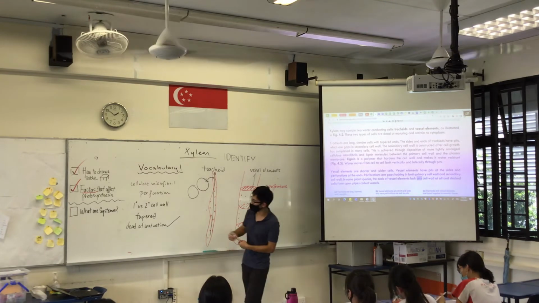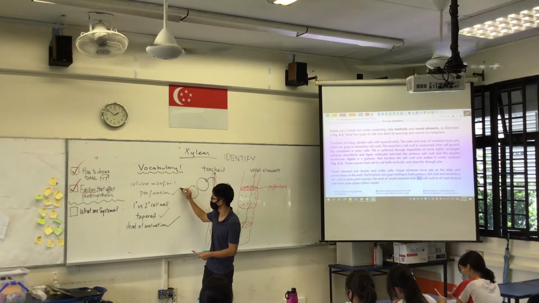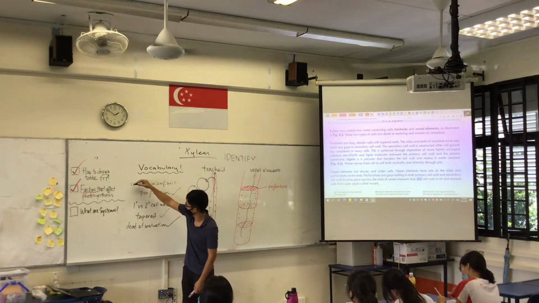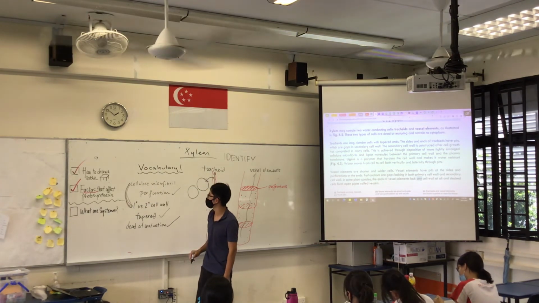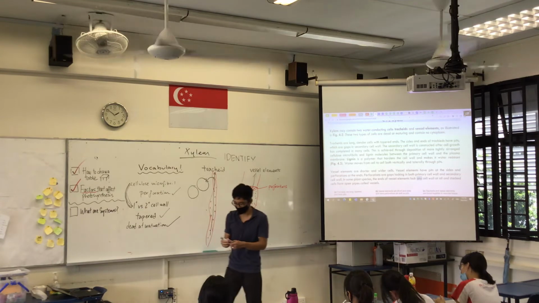So we've talked about what tapered is, we've talked about what perforation is. Let's talk about these two points here. What are primary and secondary cell walls? What is cellulose microfibril?